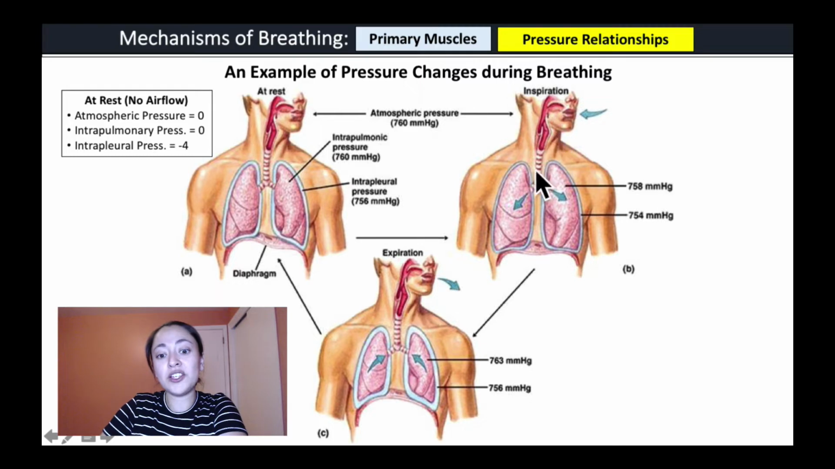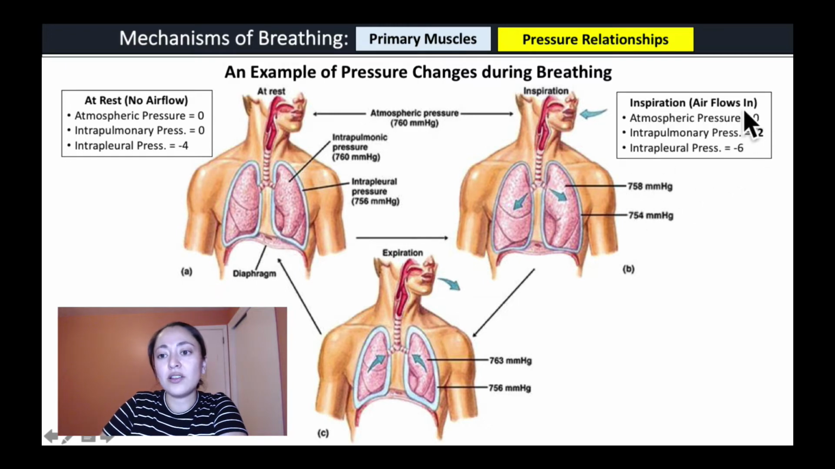During inspiration, the volume in the lungs is increasing. What's happening to the pressure in the lungs? It's going down. So atmospheric pressure is 0, intrapulmonary pressure is -2. The intrapleural pressure went down a little bit. However, remember, the only thing I really want you to know about that is that it's still more negative than the other two.